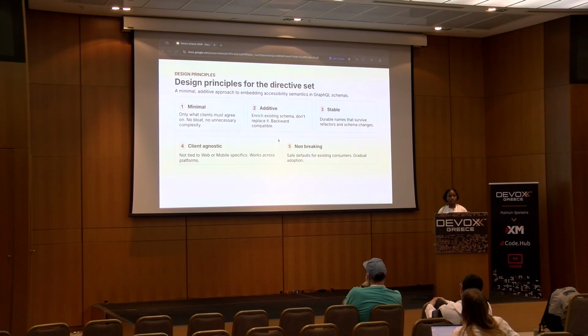So say, for example, you are querying for that accessibility object, you have some safeguard on the client side to fulfill that accessibility information or metadata if it's not retrievable from the server. These principles ensure the directive set is practical, maintainable, and scalable across teams.